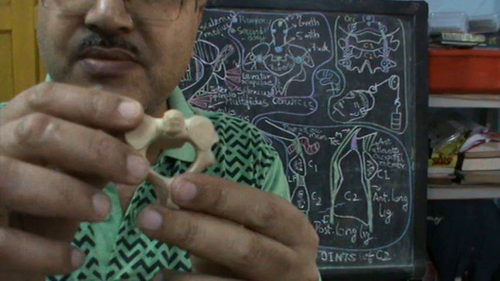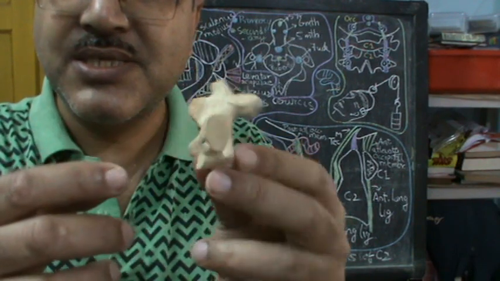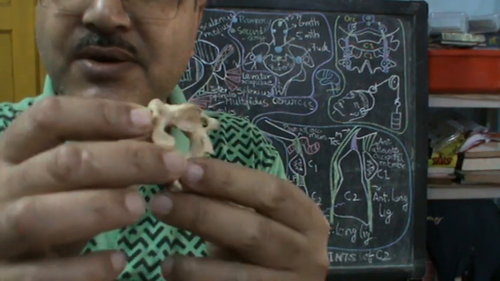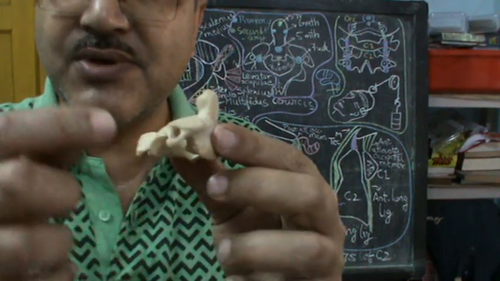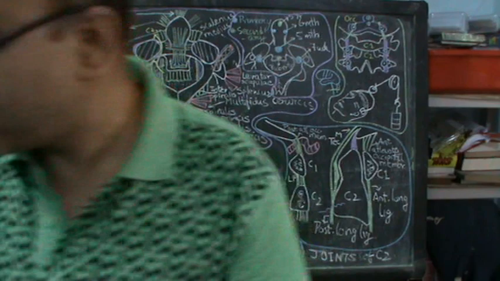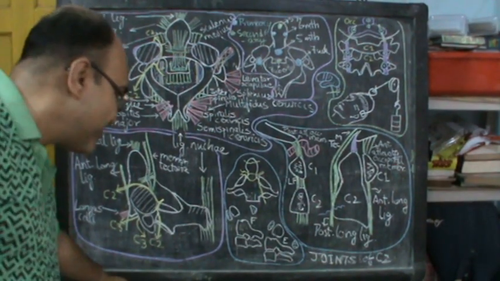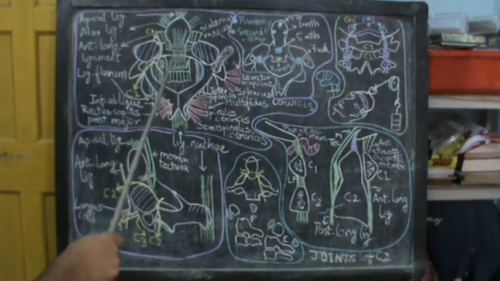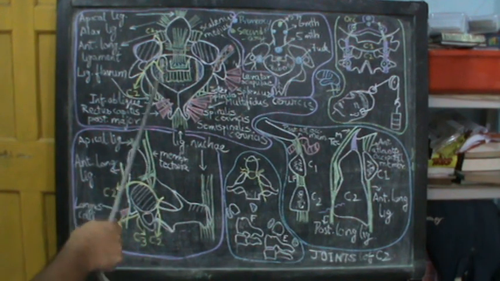So now, with a quick look at this, let's go back to the board and try to see the details which you can't actually pinpoint on this structure. Okay, here is a picture of the axis.